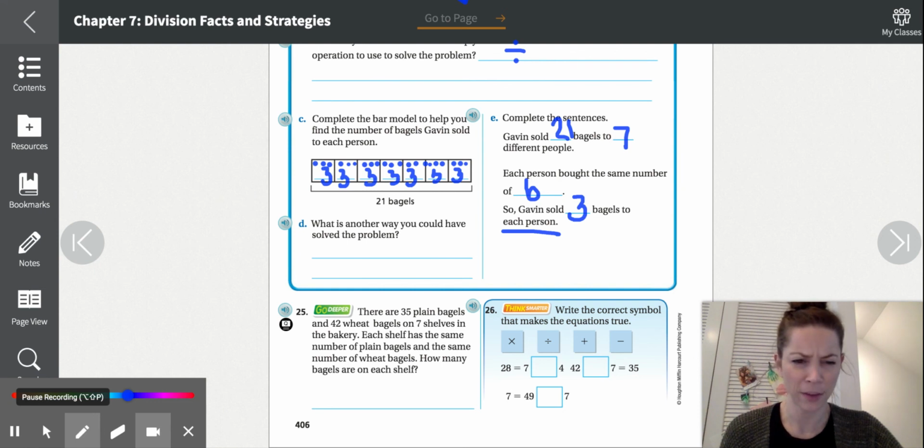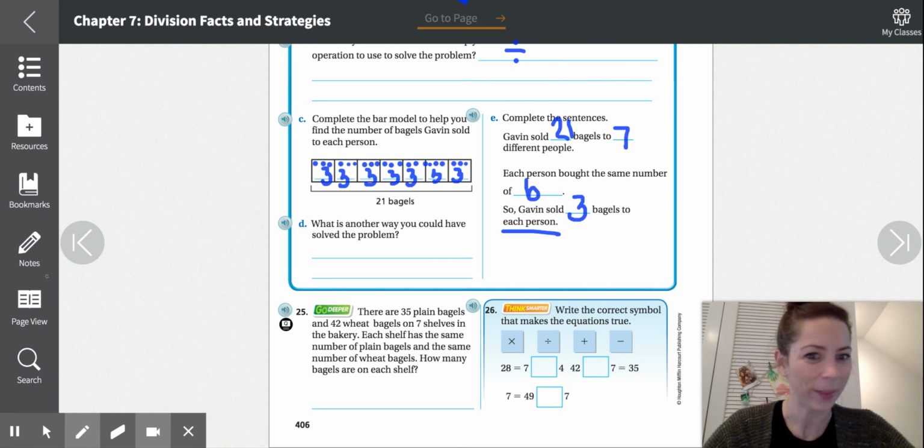Okay, thankfully I went to go check on him. He had climbed up the stairs. All right, let's finish. Number 25.